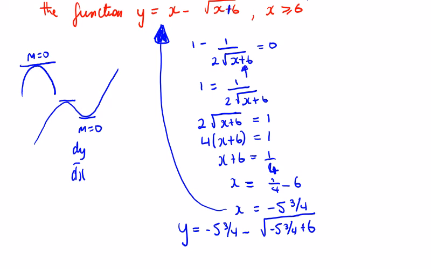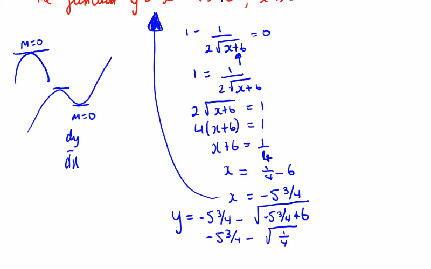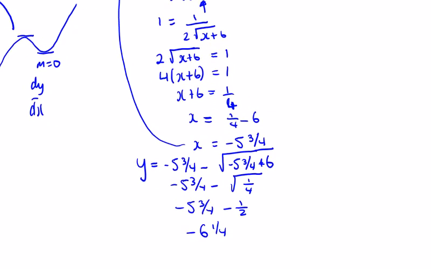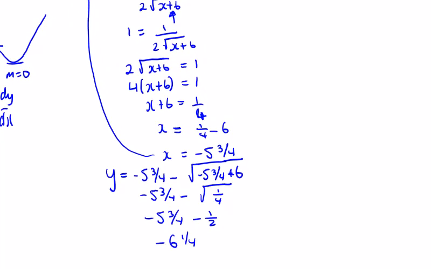So it's plus 6. So it's minus 5 3/4 minus the square root of a quarter. And the square root of a quarter is a half. So minus 5 3/4 minus a half. That's minus 6 1/4. So my turning point is my x value minus 5 3/4 and my y value minus 6 1/4.